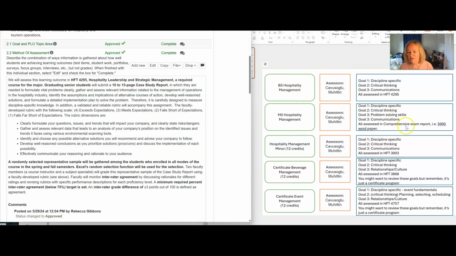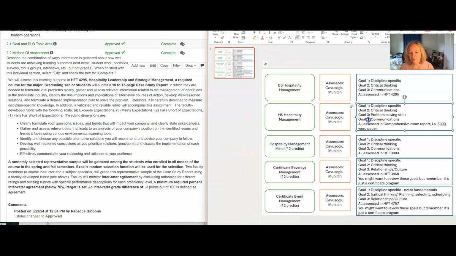Then the MS uses what's called, I guess, a 15-page comprehensive exam report. All right? This should be a 4. They've got 4 different goals here. And what's interesting about it is this problem-solving skills one. Okay, that's kind of unique. I think the only other place where I saw something like this was maybe in entrepreneurship. Okay, and then you've got these. Well, this is called a minor, but I think it's really like a certificate. But I think a minor is reflected on a graduation, on a diploma. But hospitality management minor, certificate beverage management, and then certificate event management.